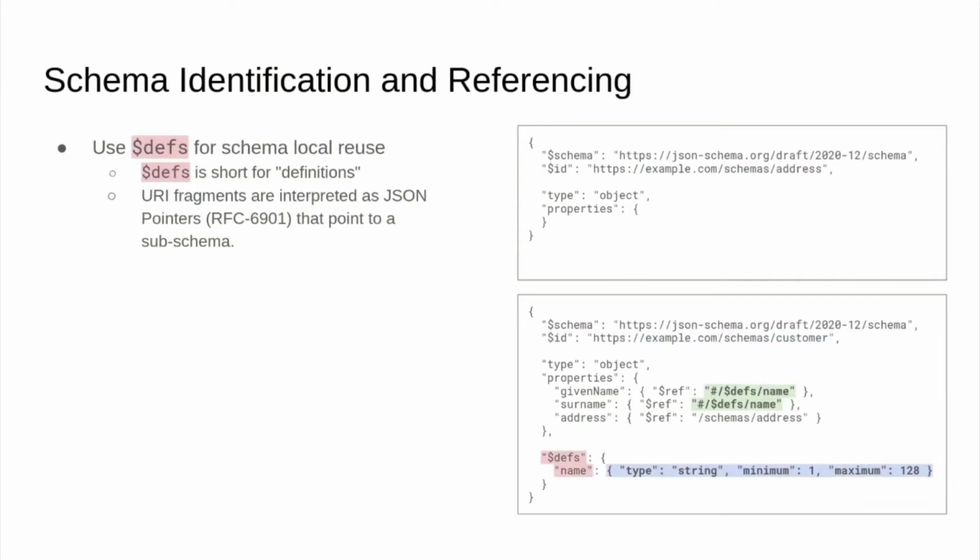In addition to referencing full schemas, you can also reference subschemas within a schema document. There are two ways to do this, but the one you'll probably use most often is a reference with a URI fragment that is a JSON pointer that points to a subschema in defs. Defs is short for definitions and is used to help organize the schema to improve readability or avoid duplication. In the example on the right, the name definition is used so we don't have to duplicate the subschema for first name and last name.